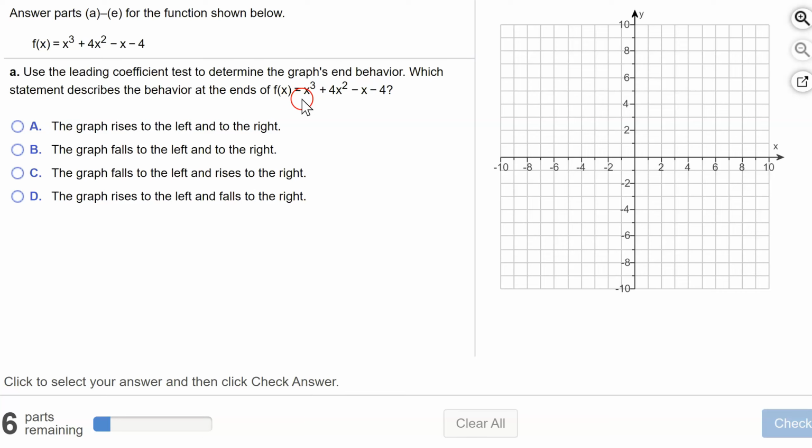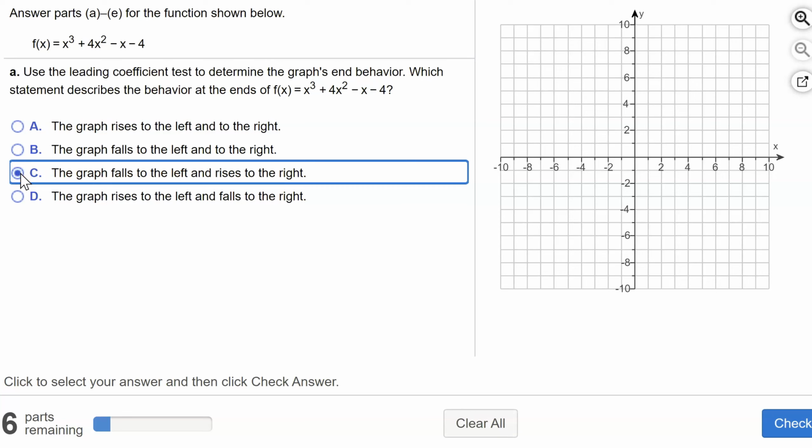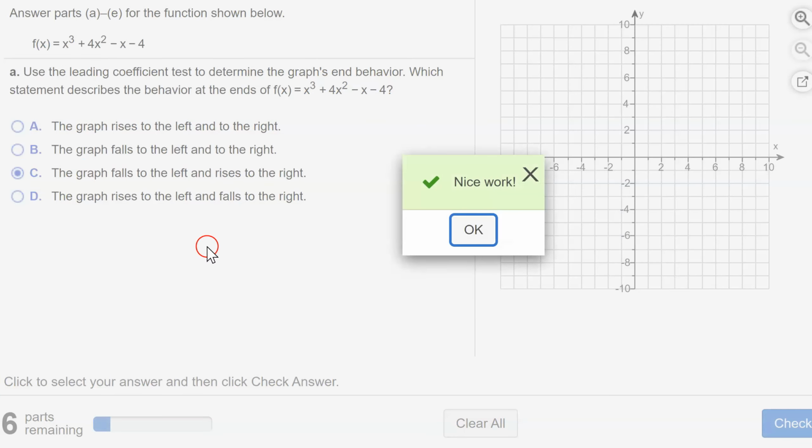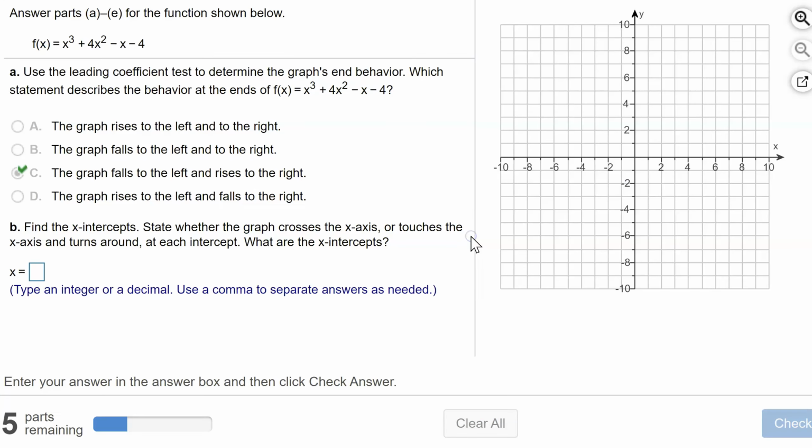What is the number that we're writing in front of this x cubed term? There's a positive 1, so our leading coefficient is a positive number, and that means when we graph this, our graph is going to fall to the left and it will rise to the right. So let's see which one looks like that. C says the graph falls to the left and rises to the right. So I'm going to pick that and then hit enter, and I got that one right.